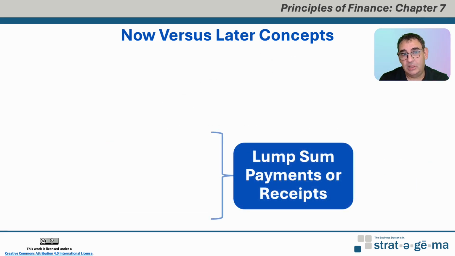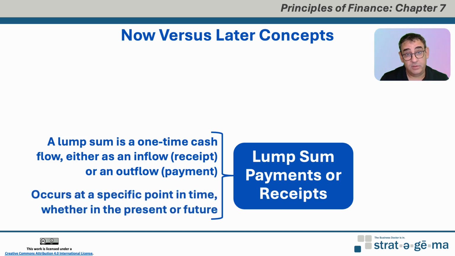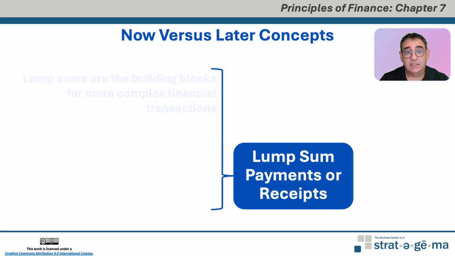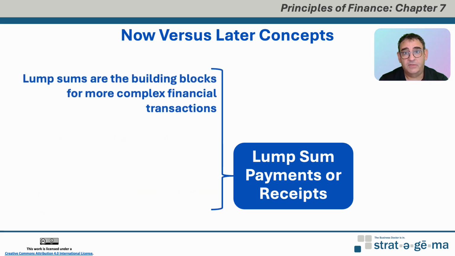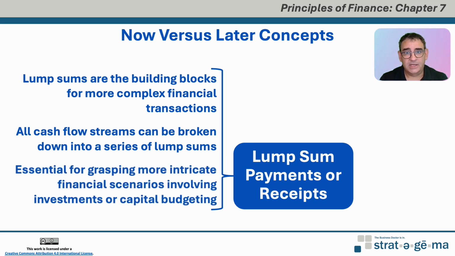So let's now talk about lump sum receipts or payments. A lump sum is a one-time cash inflow or outflow that occurs at a specific point in time, whether that's in the present or the future. So we can have a lump sum cash flow today, next week, a month from now, a year from now, 5, 10 years from now. The idea of these lump sums is that they're building blocks for a lot more complex financial transactions. So for example, all cash flow streams, whether they're from investments or annuities or loans, can ultimately be broken down into a series of lump sum types of transactions. And understanding these is really important to enable us to tackle the more complex ones, such as capital investments or assessing the value of financial instruments.